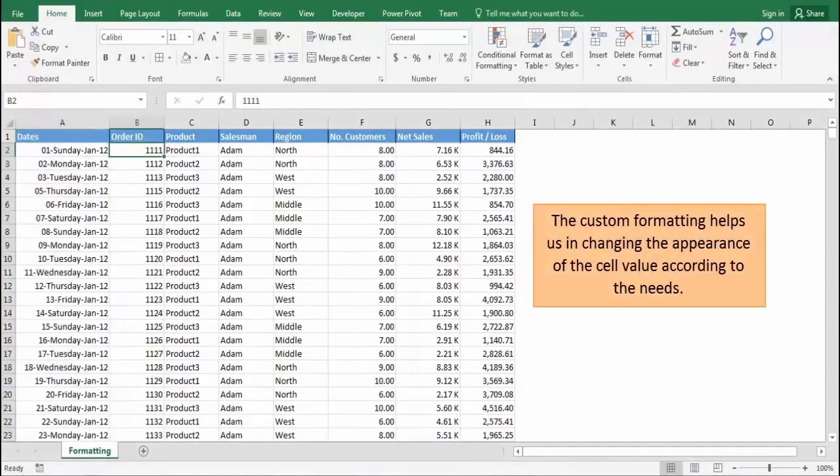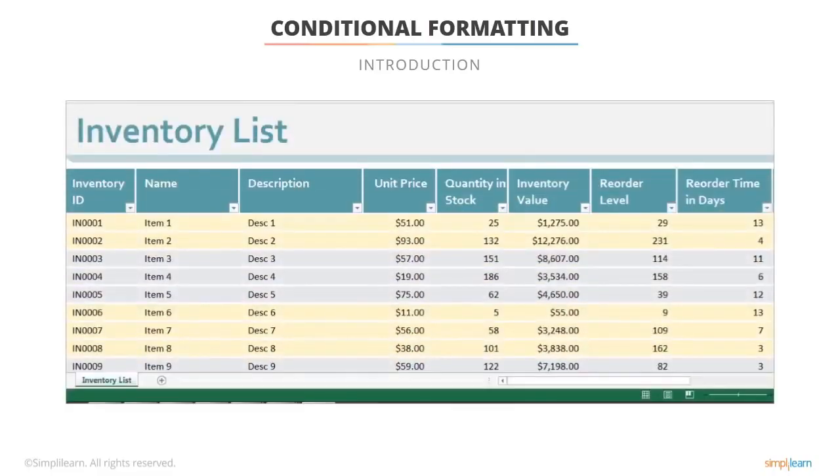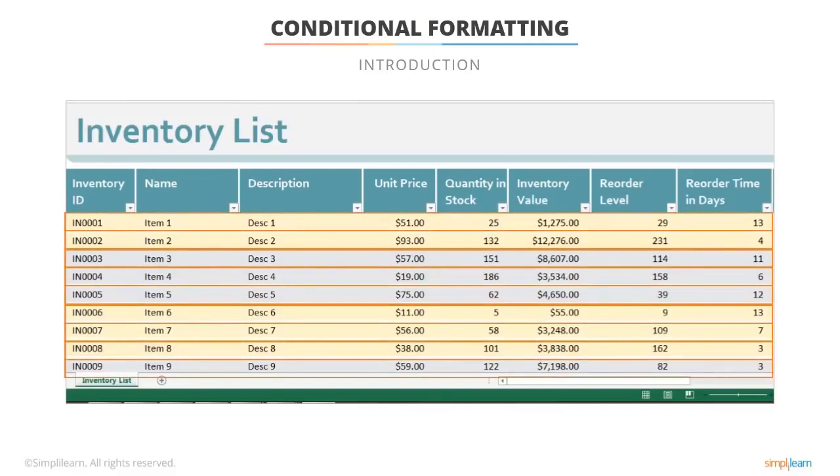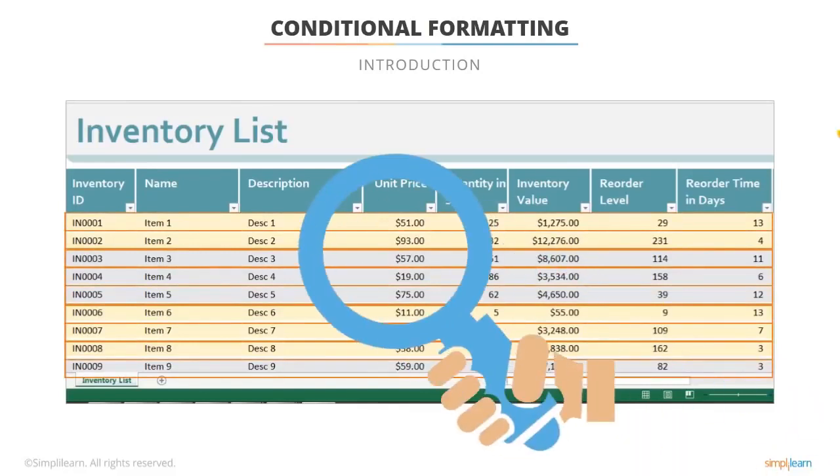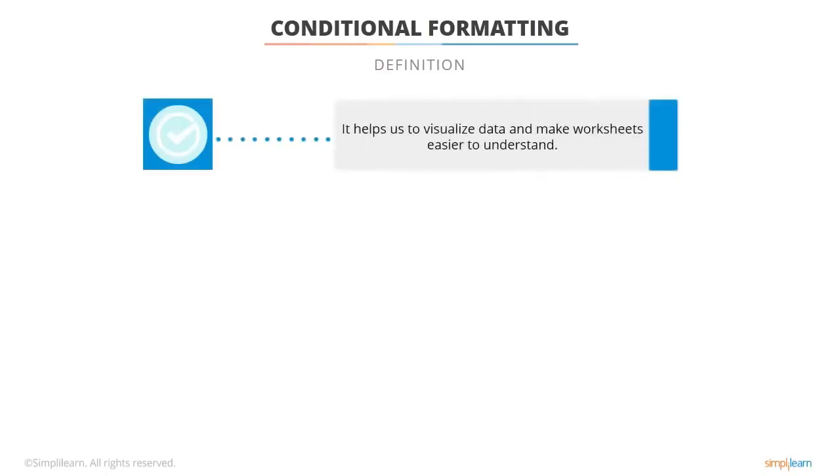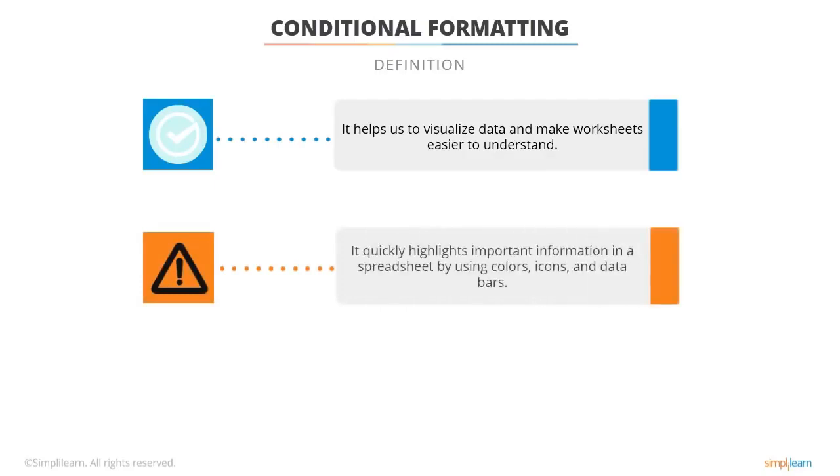Thus, the custom formatting helps us in changing the appearance of the cell value according to our needs. A worksheet may contain thousands of rows of data. By simply examining the raw information, it would be difficult to see patterns and trends. Conditional formatting helps us visualize data that make worksheets easier to understand. It quickly highlights important information in a spreadsheet by using colors, icons, and data bars.